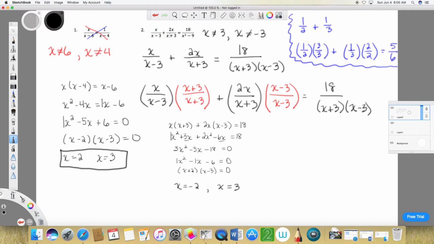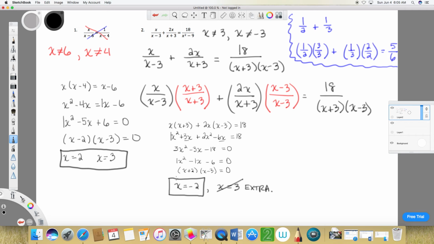Now, if we go back and look at the original, when we cleared the denominator, when we multiplied both sides by a variable, we introduced this extra solution, this extraneous solution. 3 will not satisfy the original equation because 3 causes division by 0. So our only solution is x equals negative 2.